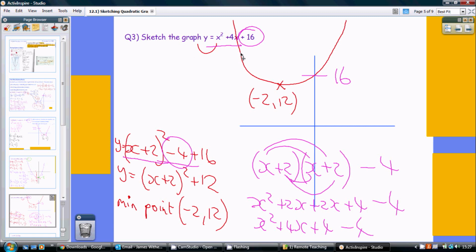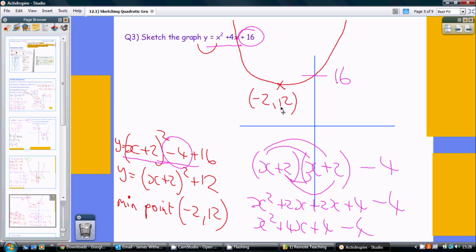So what can we find out? Well, we can still find out the minimum point, and we can still find out where it crosses the y-axis. It crosses the y-axis when x is 0. So 0 add 0 add 16 is clearly 16. So it crosses the y-axis at 16.